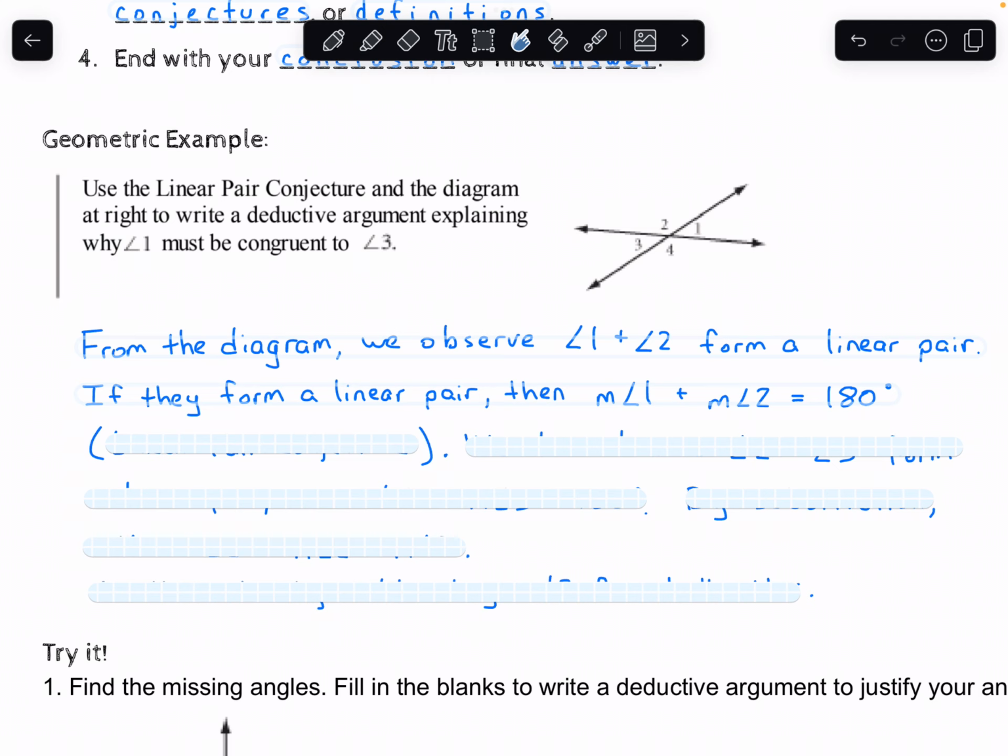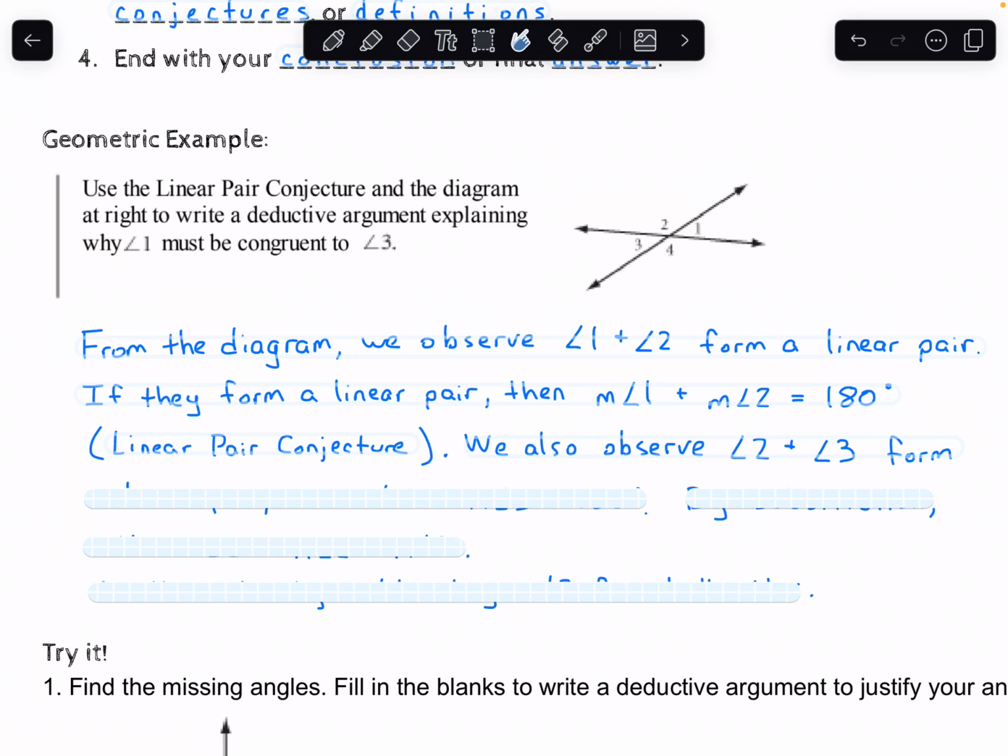And if they form a linear pair, then the measure of angle 1 plus the measure of angle 2 will be equal to 180 degrees. That's that linear pair conjecture. We were asked to use it, so make sure that phrase comes up in our argument. And here I put it in parentheses as a citation, immediately following the statement that uses that.